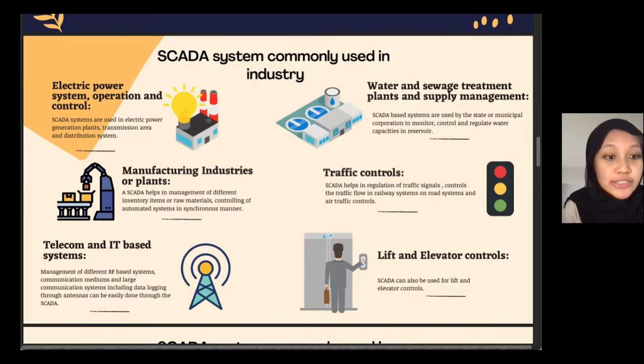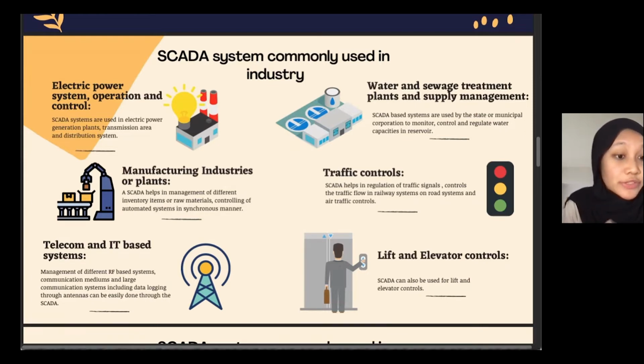SCADA systems are used in electric power generation plants, transmission areas, and distribution systems. The second one is manufacturing industry and plants. SCADA helps in management of different inventory items or raw materials, and controlling of automatic systems in a synchronized manner. The third one is telecom and IT-based systems.